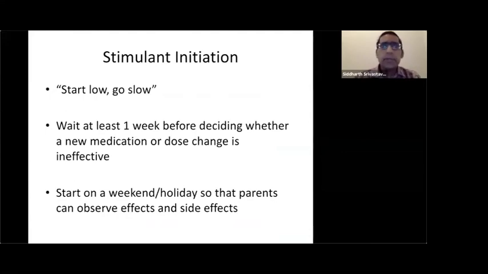There are some simple principles regarding starting stimulants. I recommend a start low, go slow approach, especially because the metabolism of kids with HIVEP2 disorder may be different. I recommend that you wait at least 1 week before deciding whether a new medication or dose change is effective or not. Really avoid the temptation to stop a medication early on unless there are serious side effects. I also suggest starting on a holiday or weekend so that you can observe any effects and any side effects.